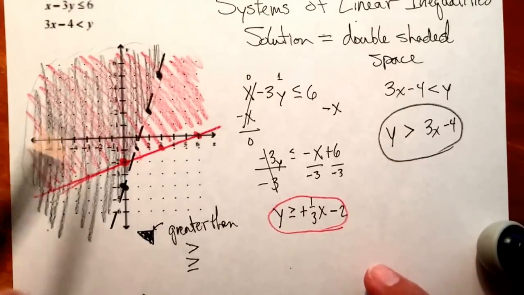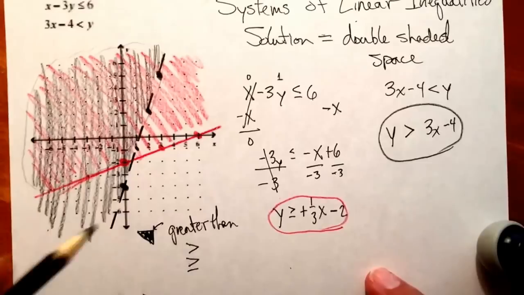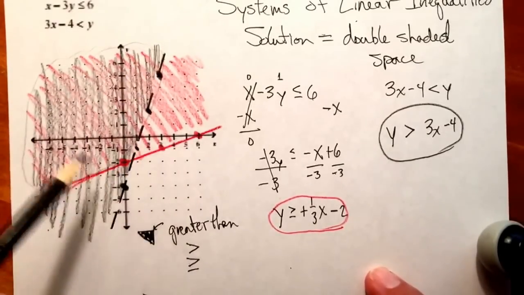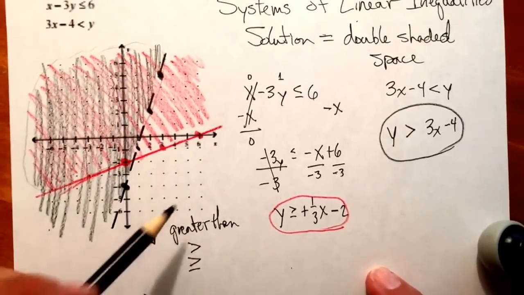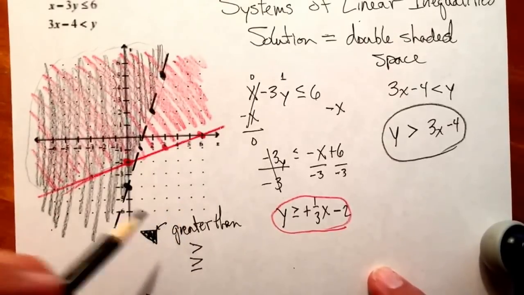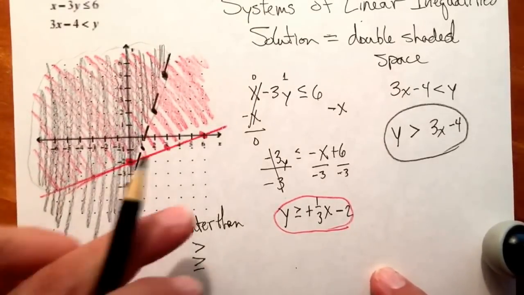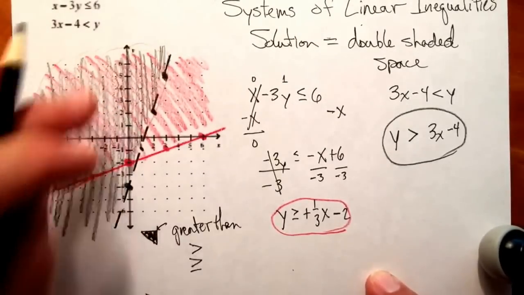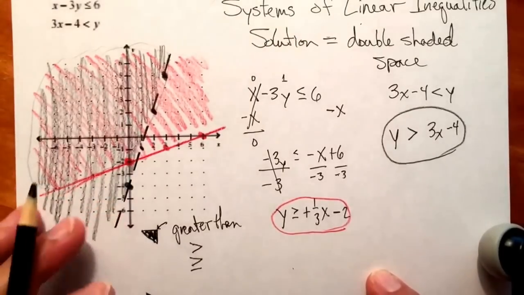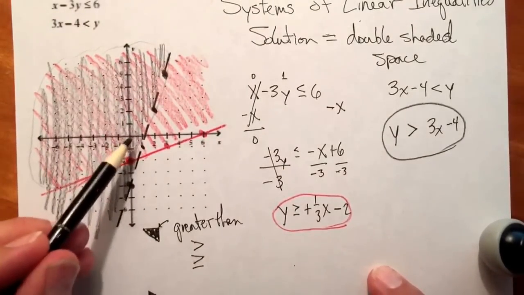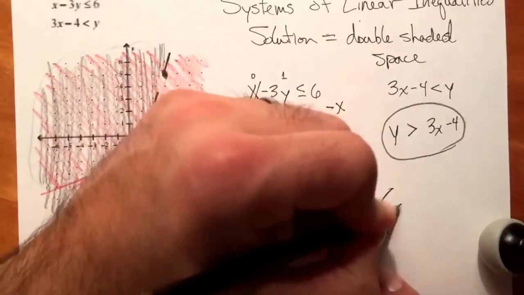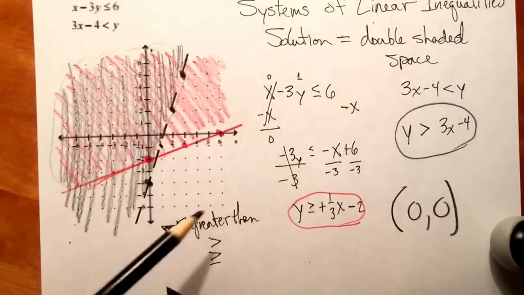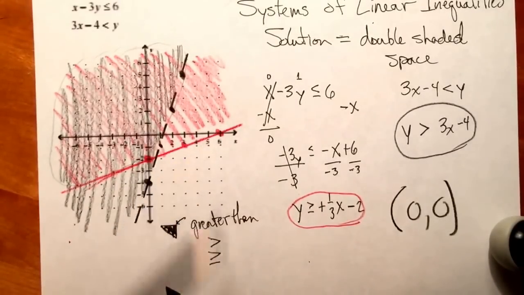Now, what point in here is a solution? Just pick any point that's really obvious and inside this double shaded region. I'm going to ask you to do this in your work today, just to verify that you know which shaded region you are looking at, this one or this one here. Well, the very obvious answer that's in the double shaded region is 0, 0. So I'll put a solution of 0, 0.